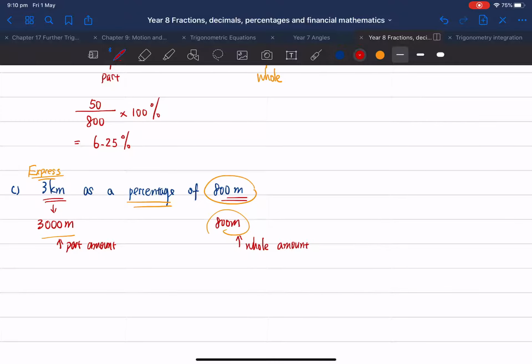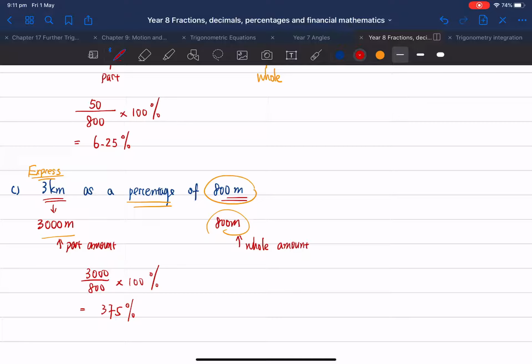Right, so the percentage will be 3,000 over 800, and we times by 100%. And in that case, we can work out the answer there. Right, so that becomes 375%. Obviously it's going to be greater than 100% because 3 kilometers is longer than 800 meters.